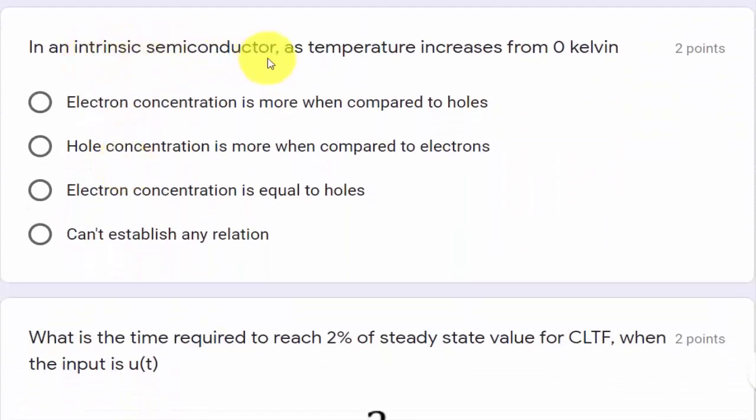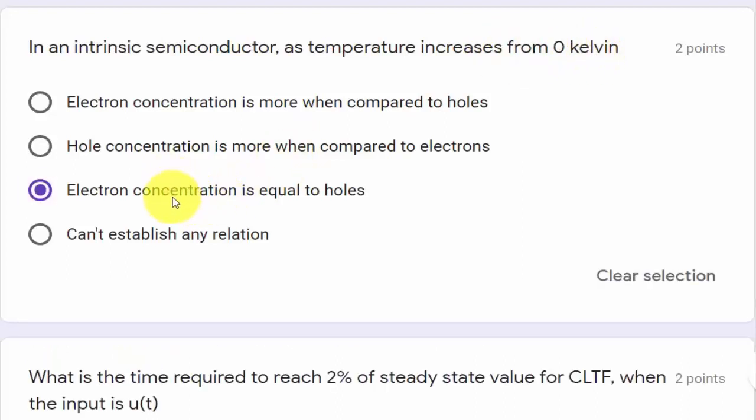In the case of intrinsic semiconductor, as temperature increases from 0 Kelvin, electron concentration will be equals to hole concentration. Nothing but for every change in temperature, you will be getting an electron as well as hole. So if you are capable of generating 5 extra electrons, similarly at that point of time you will be getting 5 extra holes. Nothing but hole concentration and electron concentration will be the same in the case of intrinsic semiconductor. But it is not the scenario in the case of extrinsic semiconductor. If it is N type, then you will be getting more electrons. If it is P type, then you will be getting more holes.